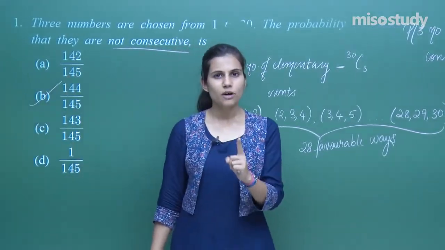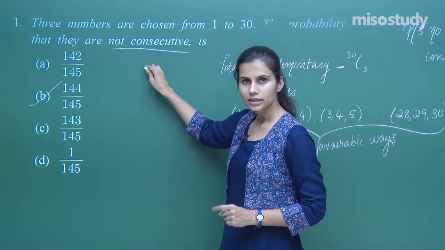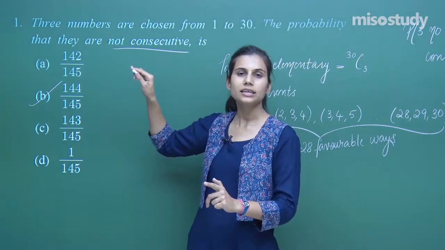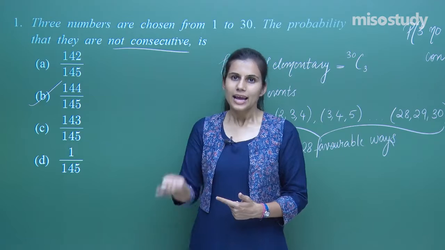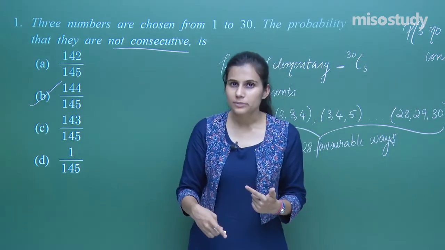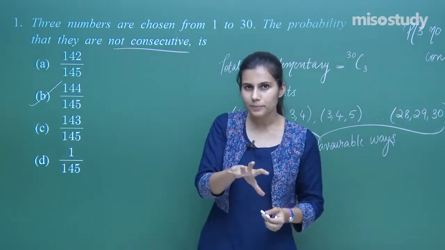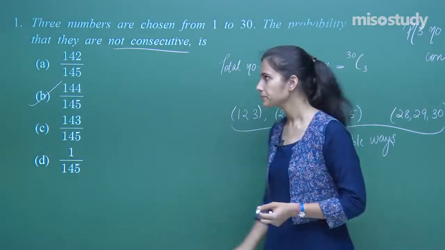So first of all, I found out the probability that the 3 numbers chosen are consecutive, but I wanted the probability of them being not consecutive. So from 1 I subtracted the probability of that event of coming out as consecutive 3 numbers, and then I got the probability of 3 numbers which are not consecutive. Just by using the logic that probability of happening of an event plus probability of not happening of the same event is equal to 1.